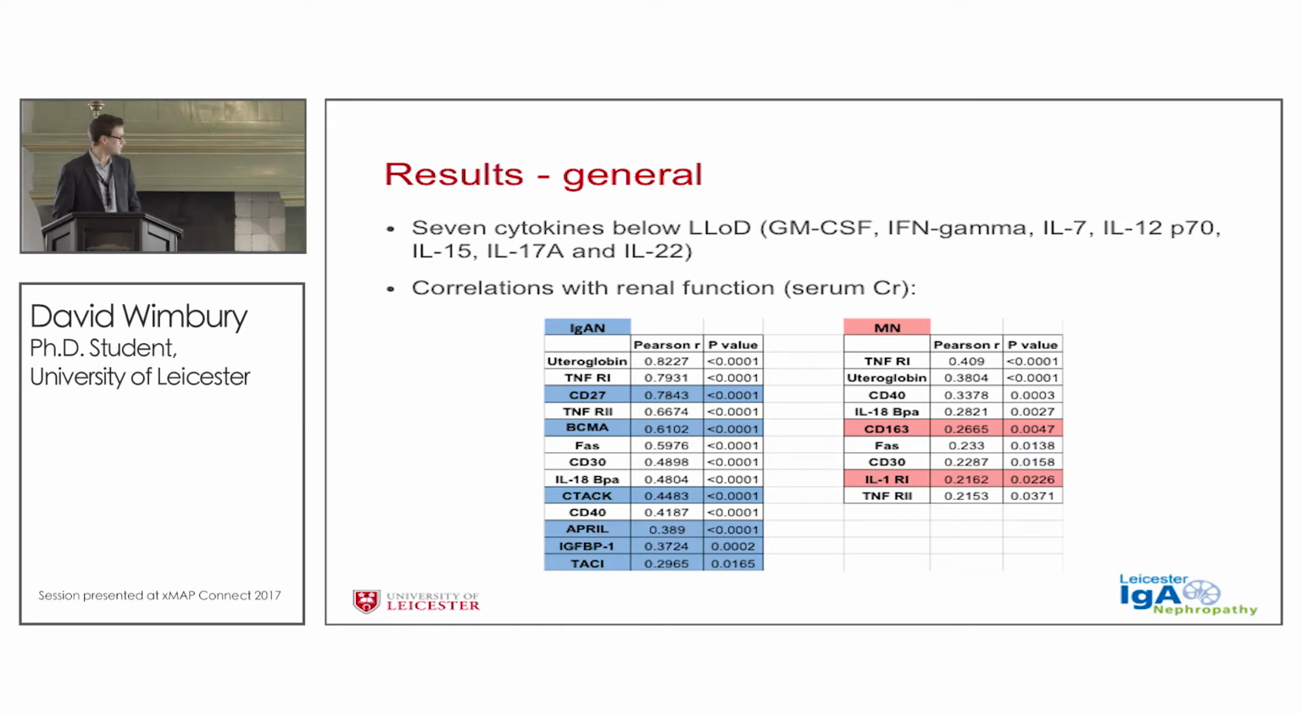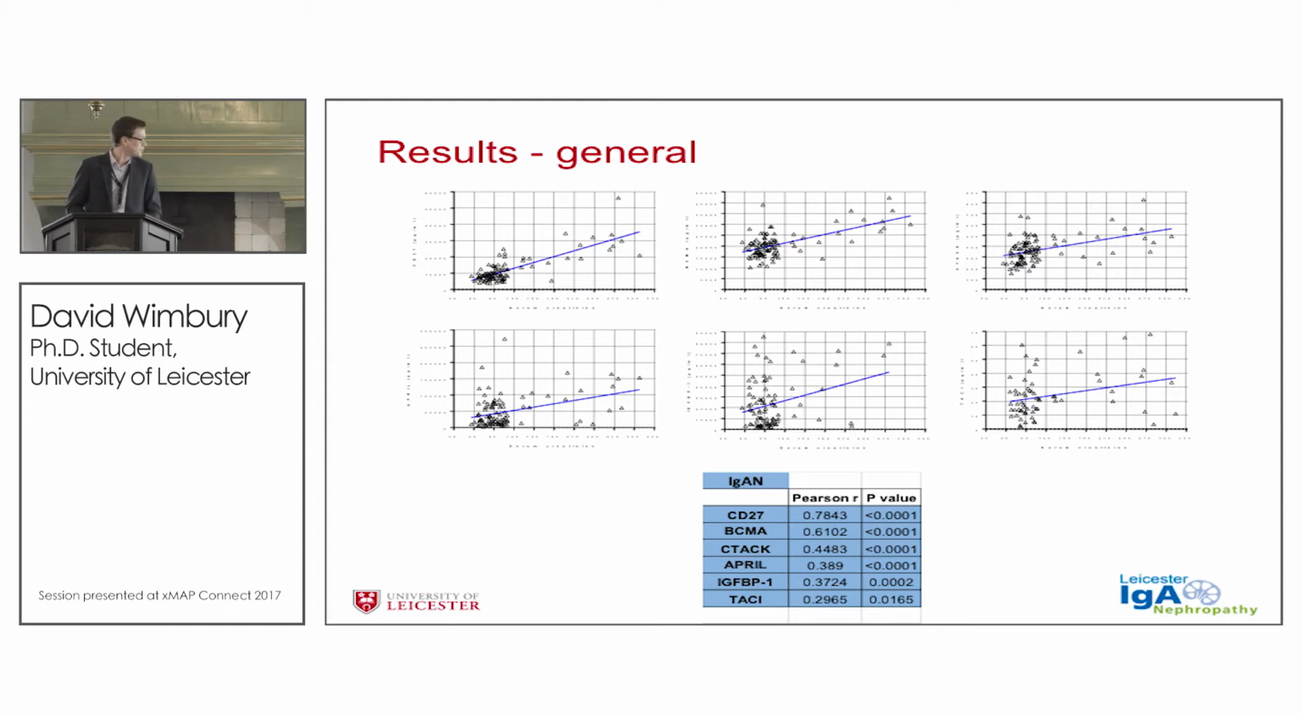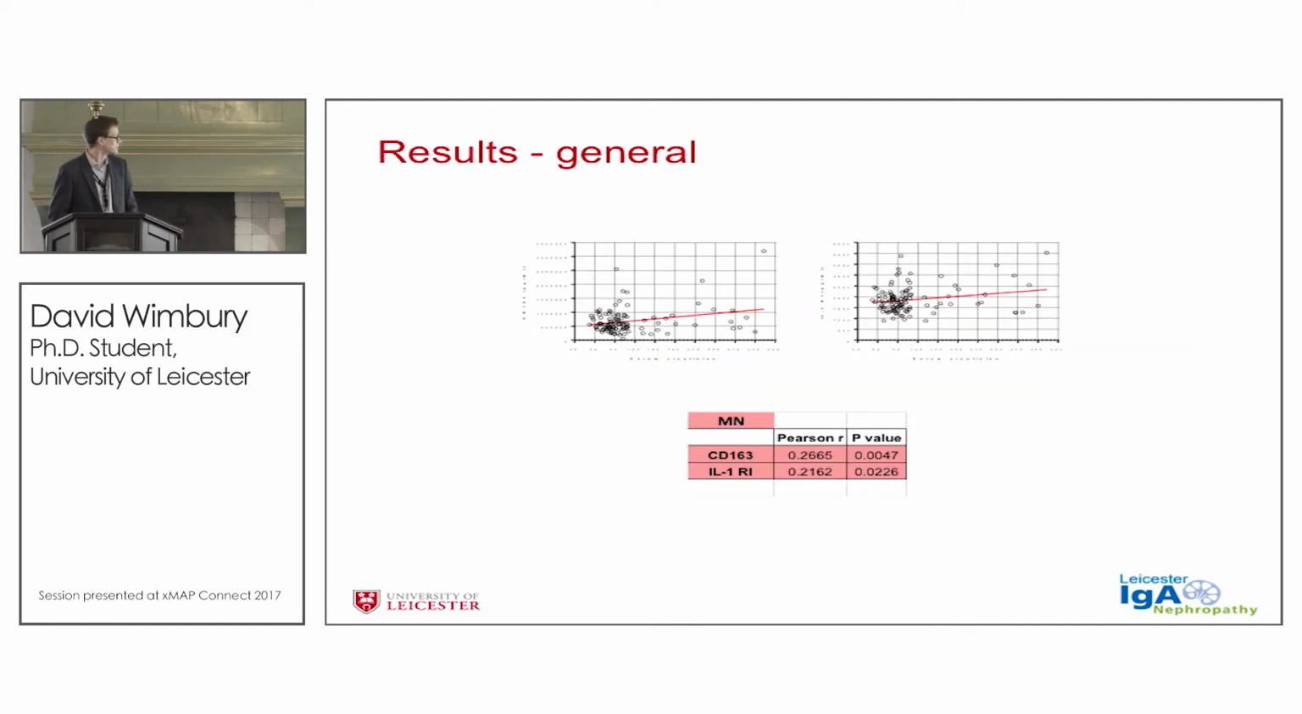A further 15 were shown to have a significant correlation with renal function, either in IgA nephropathy or membranous or both together. So to break that down a little bit more, these 7, so uteroglobin, TNF receptors 1 and 2, FAS, CD30, IL-18 binding protein A, and CD40, all correlated with renal function in both IgA nephropathy and membranous nephropathy. Further on from that, CD27, BCMA, CTAC, APRIL, IGF-BP1, and TACI only showed significant correlation with renal function in IgA nephropathy patients. And finally, for this section, the CD163 and IL-1 receptor 1 only correlated with renal function in membranous nephropathy.